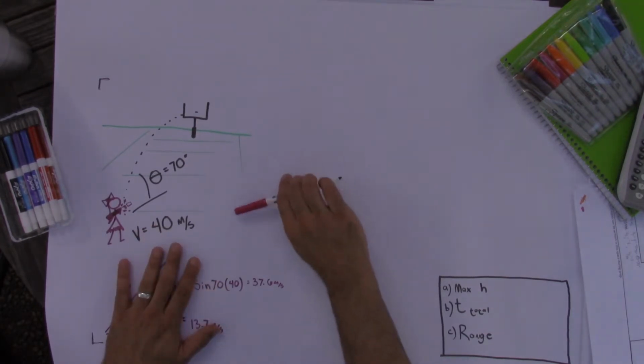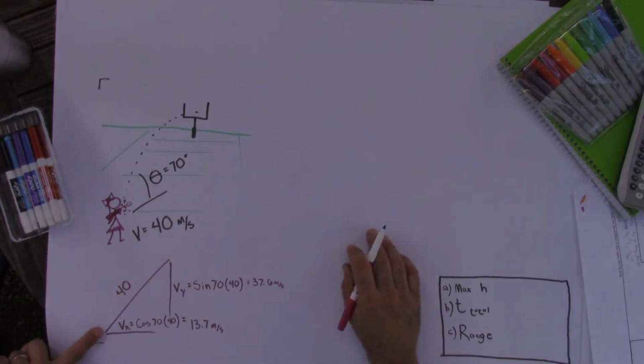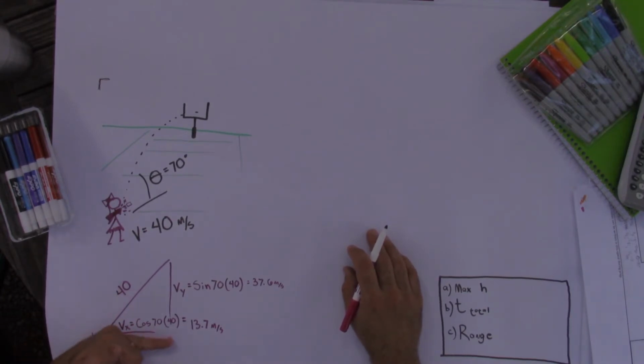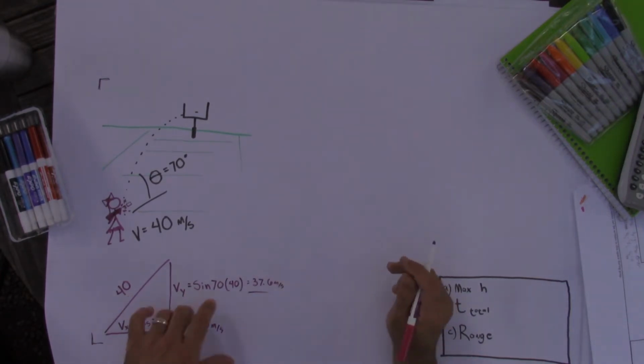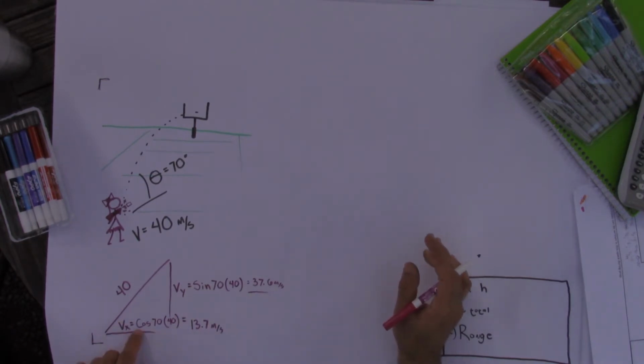The first thing I need to do is split that 40 meters per second into its x and y components. So this is a little bit of practice with our vectors. If it's shot at a 70-degree angle this way, at 40 meters per second, we need to split that up into how much of that velocity is in the x and how much is in the y. To find the velocity in the y, I used sine 70, because that was the angle, times 40 meters per second. That was the hypotenuse. Turns out that the velocity in the y direction is 37.6. Same thing for the x direction, except I used cosine. The velocity in the x direction is only 13.7 meters per second.